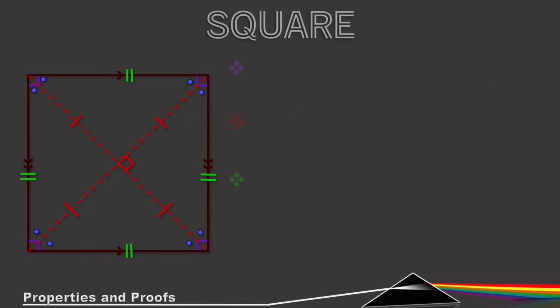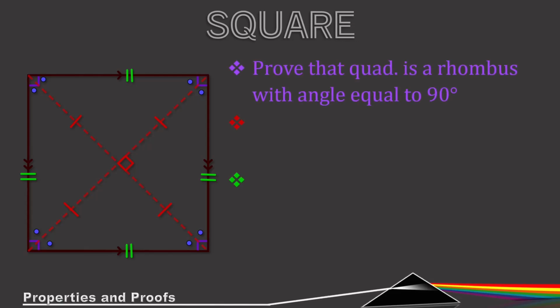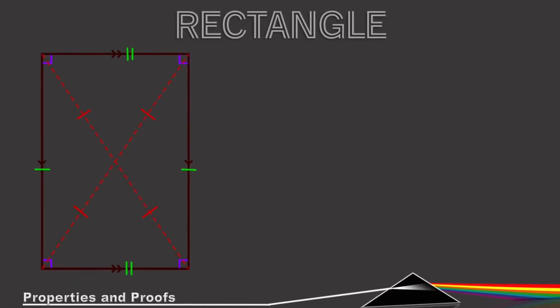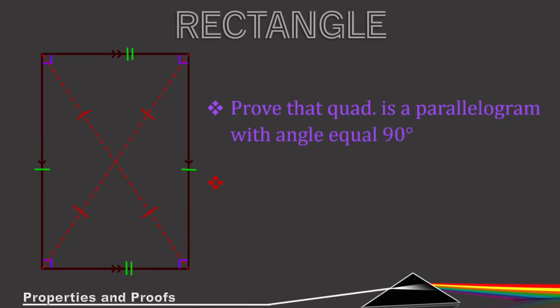Next, we've got a square. So 3 options. We can prove that the quad is a rhombus with an angle equal to 90, or you can prove that the quad is a rhombus with equal diagonals, or you can prove that the quad is a parallelogram with one angle equal to 90 and a pair of adjacent sides being equal. And then for a rectangle, one of 2. Prove that the quad is a parallelogram with an angle equal to 90, so only one of the angles you need to prove equal to 90. Or you can prove that the quad is a parallelogram and the diagonals are equal.